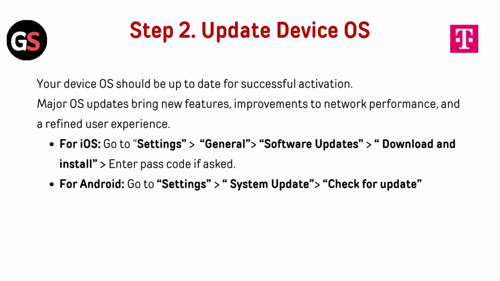Step 2. Update device operating system. Your device's operating system should be up to date for successful activation. Major operating system updates bring new features, improvements to network performance, and a refined user experience. For iOS, go to Settings, then General, then Software Update and download and install. Enter passcode if asked. For Android, go to Settings, then System Update and check for updates.